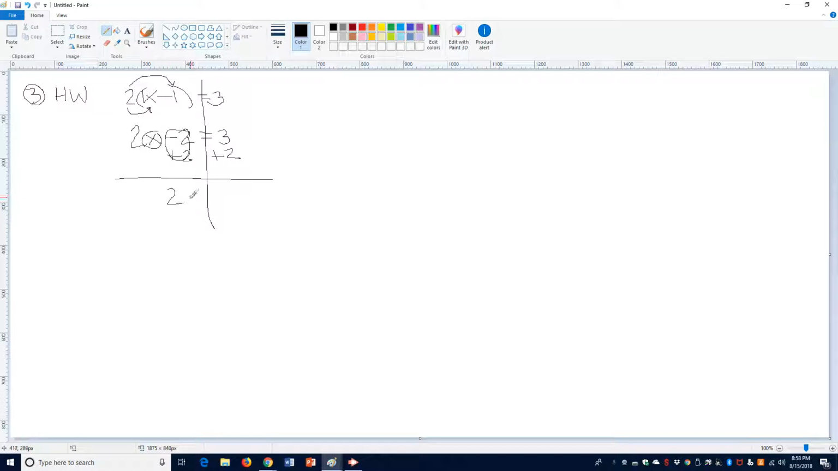So we still have 2x on the left, and 3 plus 2 is 5. 2 times x, so the opposite of times is divide by 2. Got to do the same thing to both sides, and therefore the answer is 5/2. In algebra, we do like to leave things improper, but you could also change this if you wanted to use your calculator. 5 divided by 2 is 2.5. I'm going to leave it as a fraction.